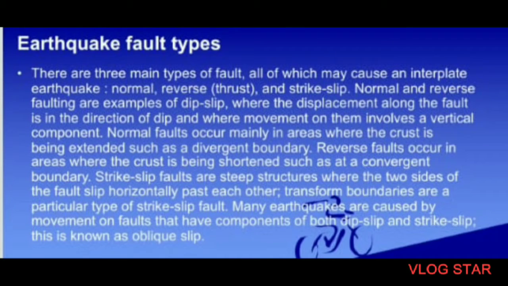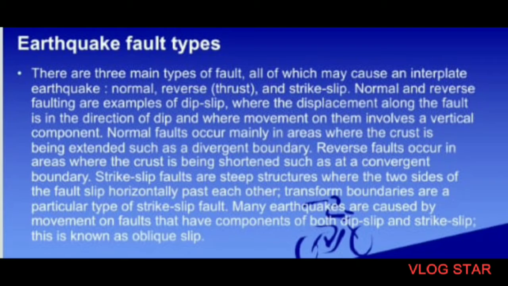What are the different types of faults that cause earthquakes? There are three main types of faults, all of which may cause an interplate earthquake: normal, reverse, and strike slip. Normal and reverse faulting are examples of dip slip, where the displacement along the fault is in the direction of dip and where movement on them involves a vertical component.